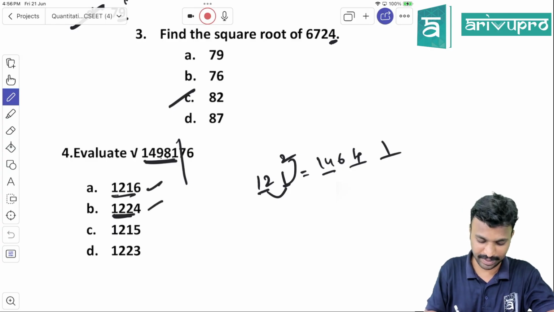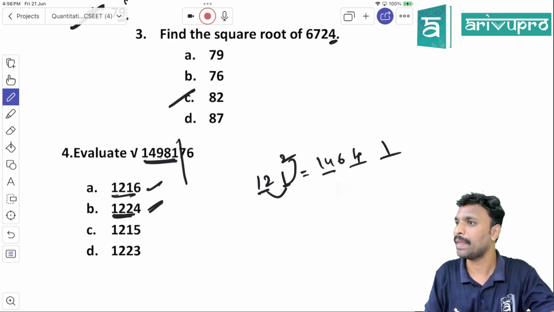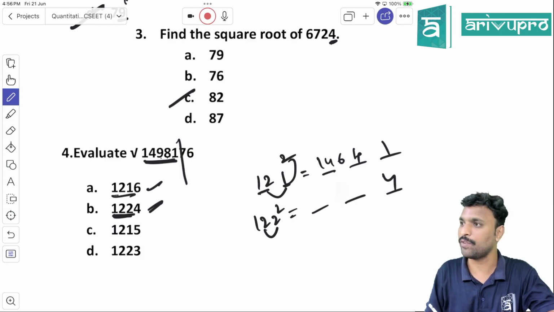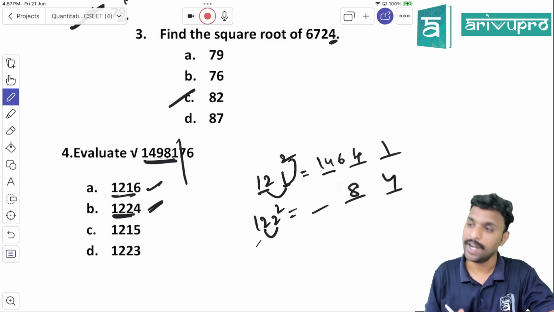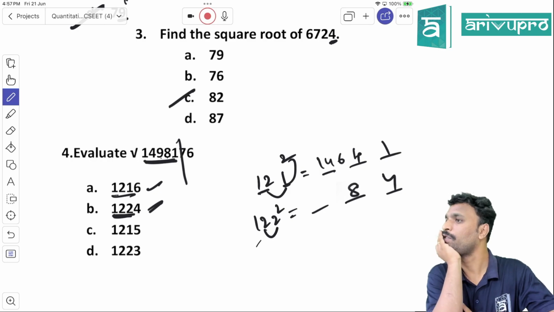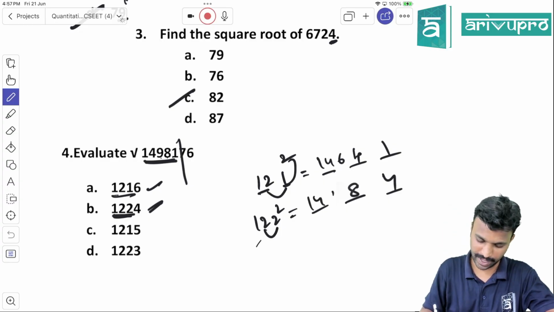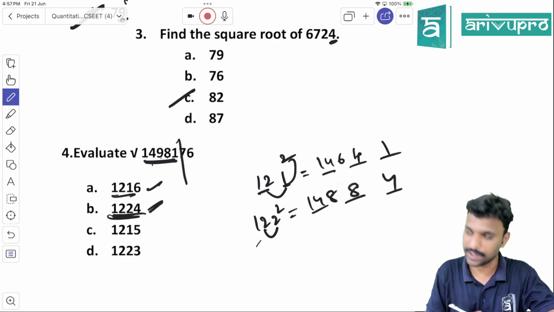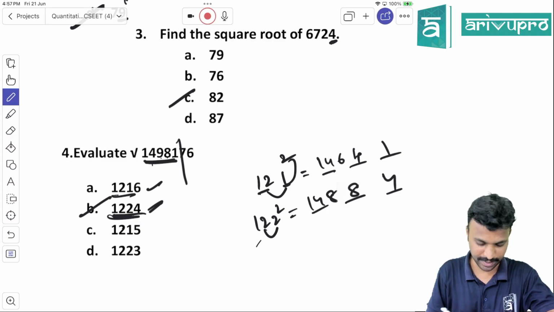We had a clash between these two, correct? So we shall try 122. 2 squared is 4. 12 twos are 24. 24 twos are 48. 4 is the carry. 12 squared is 144, plus 4, is 148. Which one is closer to 14981? This one only is closer. Yes or no? The answer is option B.